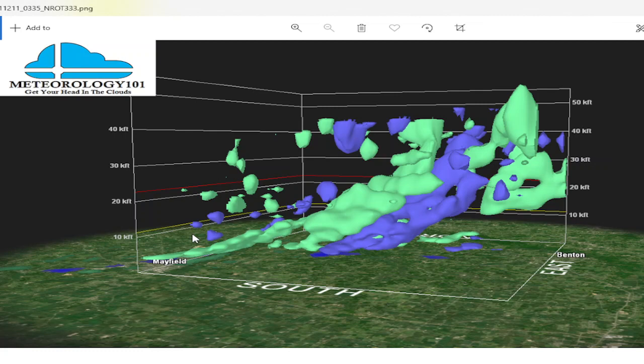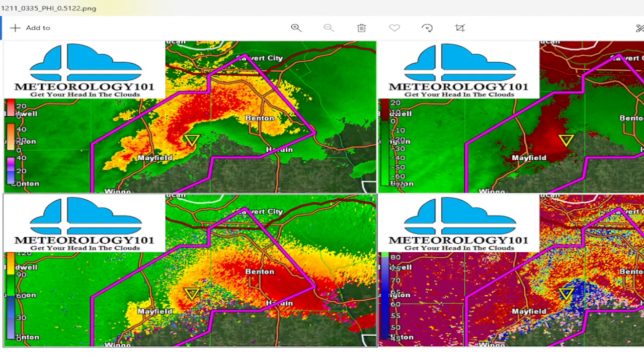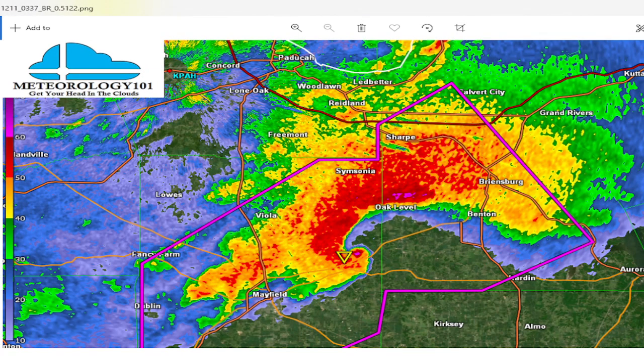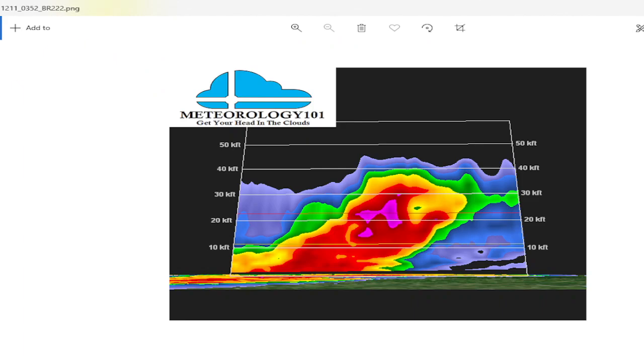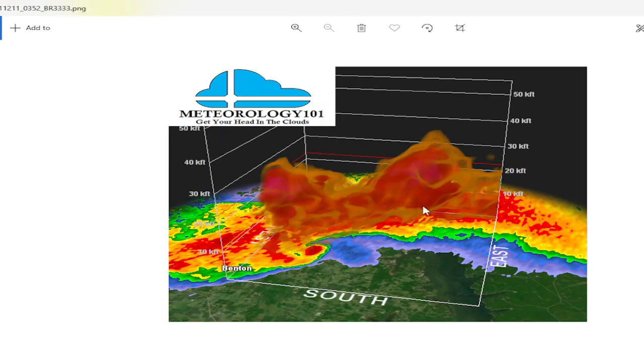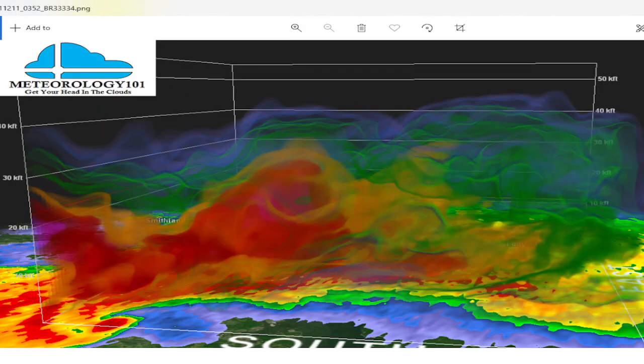There's the rotation. You can definitely see that vortex over Mayfield stretching all the way up. And that looks like almost to 40,000. It's definitely over 30,000 feet for rotation. There's a 4-screen shot. 60 dBZ, pretty much up to 30,000 feet there. Another angle of the 3D structure. There's the vortex. There's a debris ball. There's the vortex coming up.